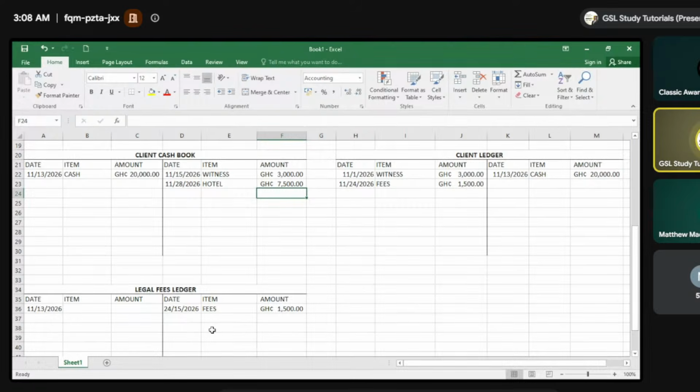So we have done that in the client cash book. So we'll come to November 28th. We'll come to hotel, 7,500. And you mentioned another one, which was fuel, 4,000. Then we have here fuel, 4,000.